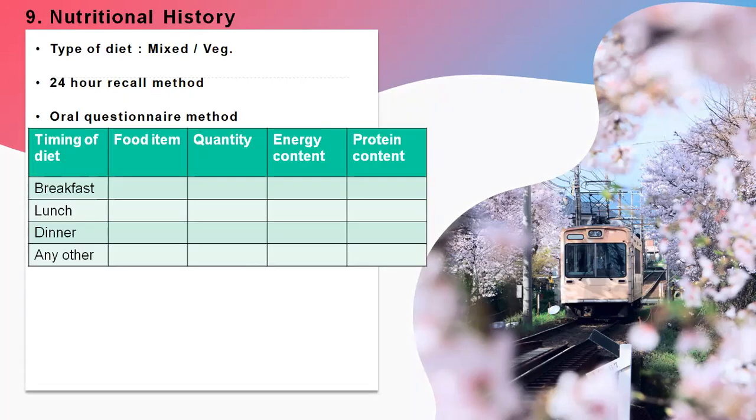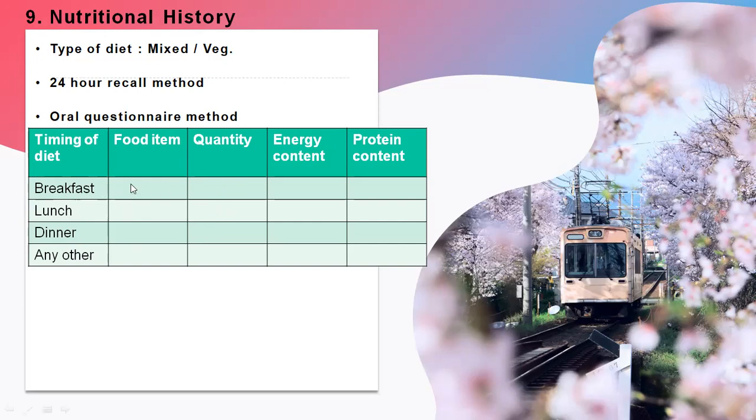Then very important is nutritional history. First, you need to inquire about the type of diet, whether it is a mixed diet or veg diet. It is not non-veg because no one is purely non-vegetarian. The method we use is the 24-hour recall method or oral questionnaire method. Here again, you have to prepare a table where you divide the last 24 hours into breakfast, lunch, dinner, and any other, like evening snacks. Write down the name of the food item and approximate quantity.